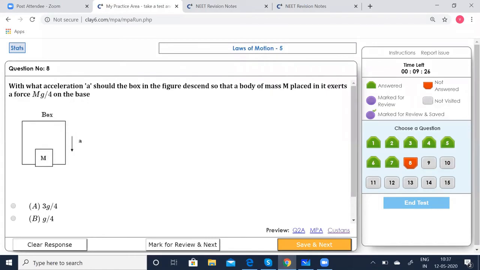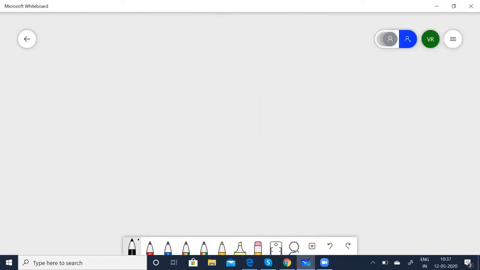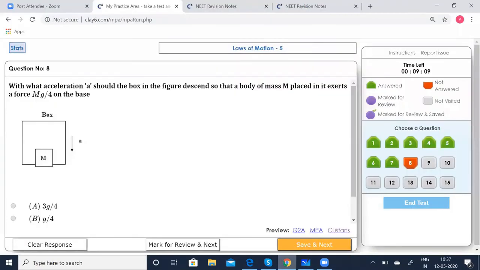With what acceleration A should the box in the figure descend so that a body of mass M placed in it exerts a force of mg by 4 on the base? That's quite simple. So the box is given. You can see the diagram here. The box is given and the mass is going to be there. Now you can see the acceleration is acting downwards, right?